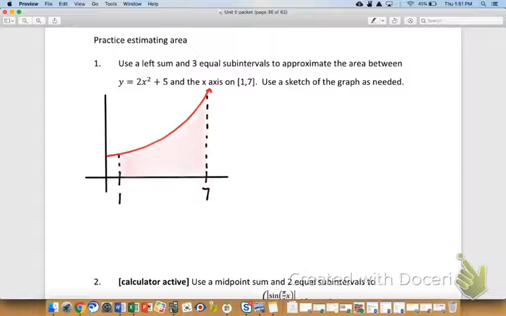It said 3 equal subintervals. How wide would they need to be? If there were 3 equal subintervals between 1 and 7. Well, how wide? 2. Zach keeps saying 2, and I agree. So I'd go from 1 to 3, and then from 3 to 5, and then 5 to 7. That would create 3 equal subintervals. They would all be width 2.